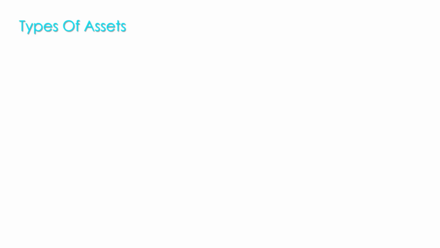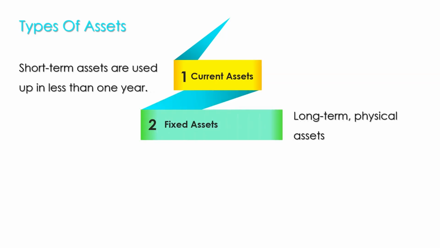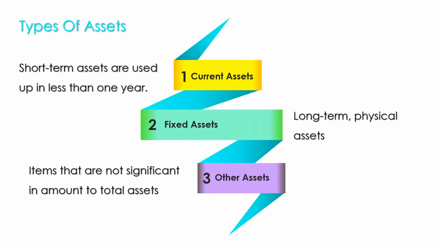In accounting, a company's balance sheet provides a comprehensive overview of its assets, which are typically classified into three primary categories: current assets, fixed assets, and other assets. Let's begin with the first category of assets.